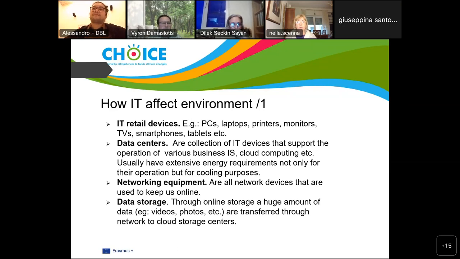The aspects of IT that affect the environment are, first of all, the IT retail devices: our PCs, laptops, printers, monitors, smartphones, TVs, tablets, all these gadgets and equipment we use. Beyond that, there are also data centers, which are a collection of IT devices that supports the operation of various business information systems, cloud computing, etc.